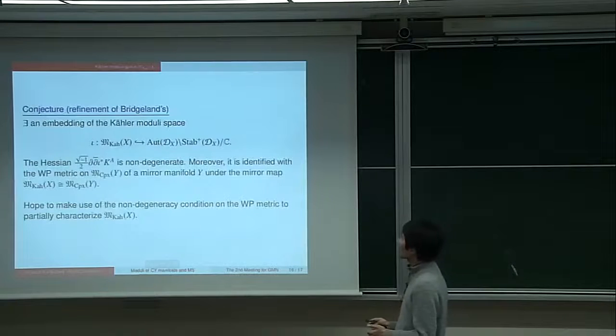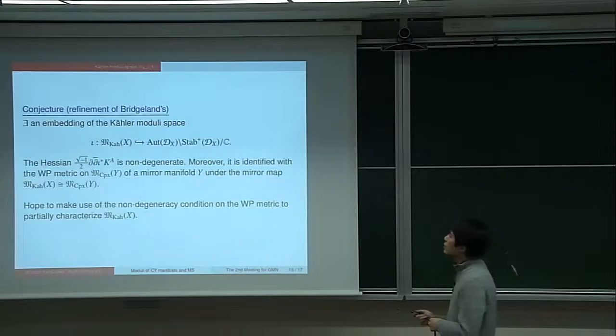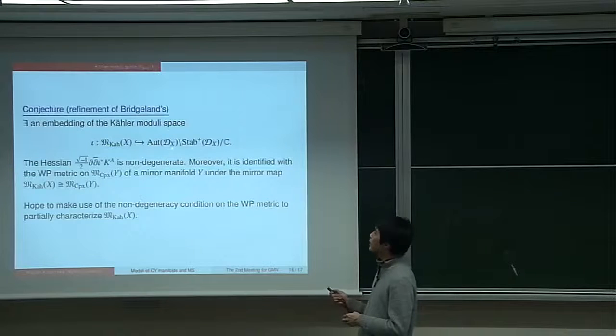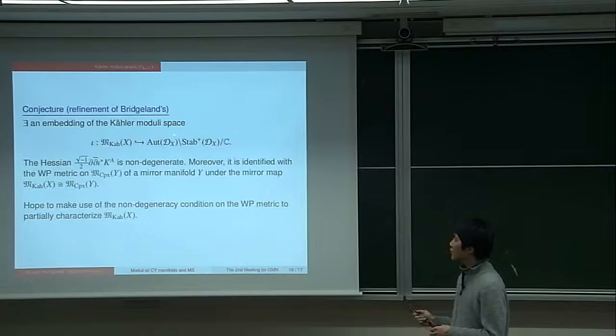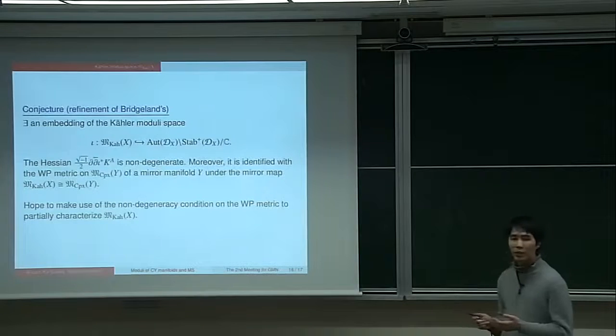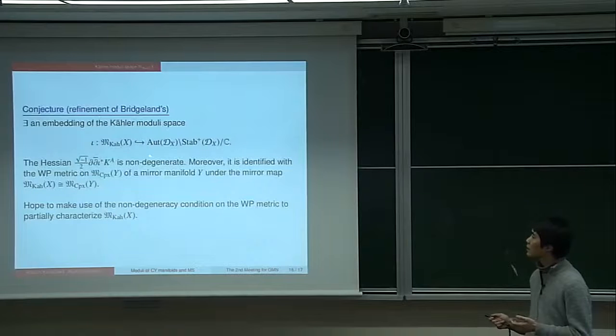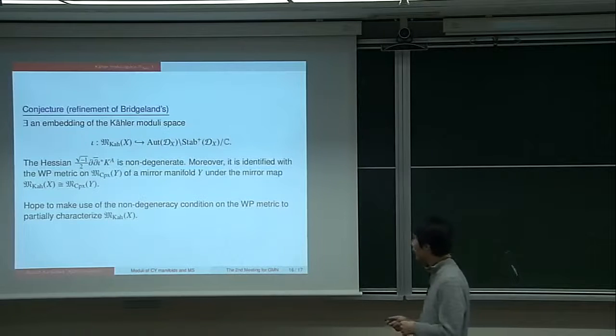Okay, so lastly, I want to mention a conjecture refining Bridgeland's original conjecture. There exists an embedding of the Kähler moduli space into this a little bit smaller space. And often our metric is degenerate. It doesn't really give you a metric. But you can pull back the potential to the moduli space, and it's non-degenerate. It's conjectured that it gives the Kähler metric.